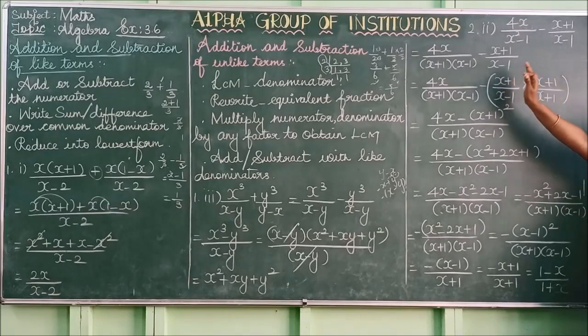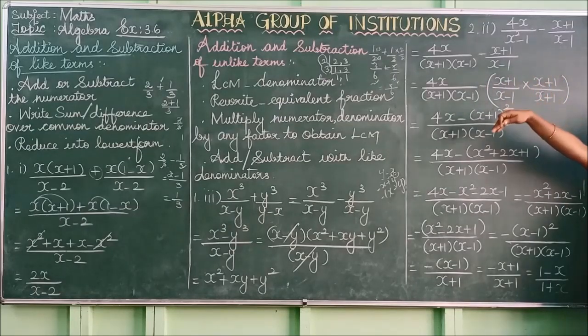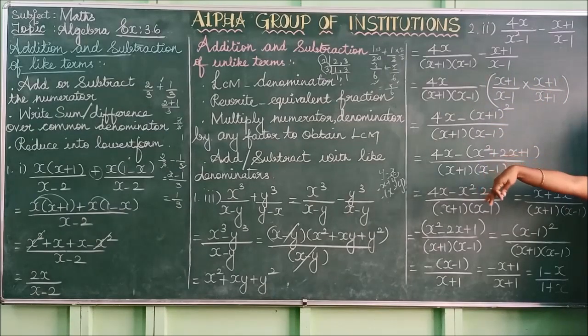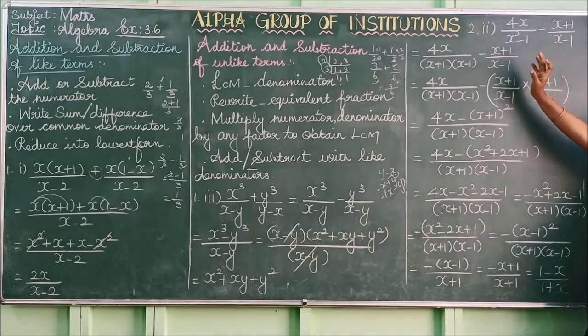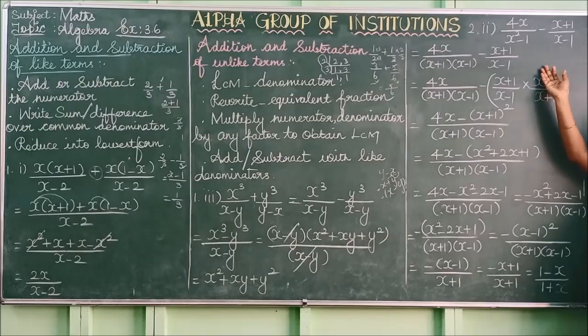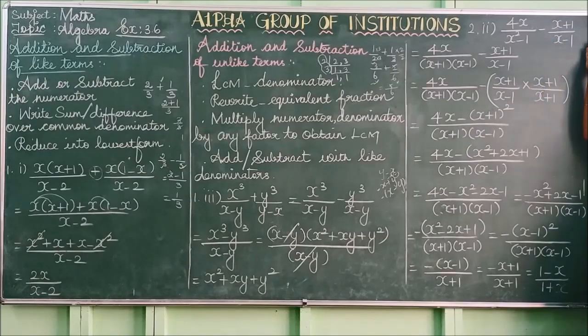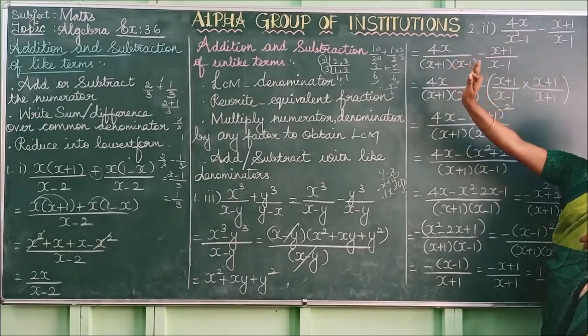The next problem is also simplification. Before, we solved addition problems; now we are going to do a subtraction problem. So listen, what is the question? 4x divided by x square minus 1, minus x plus 1 divided by x minus 1. So 4x can be written as it is.